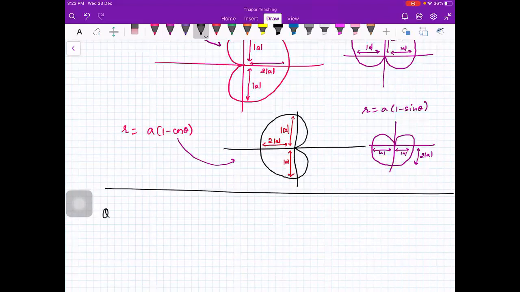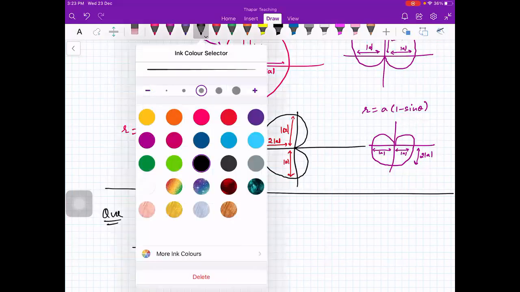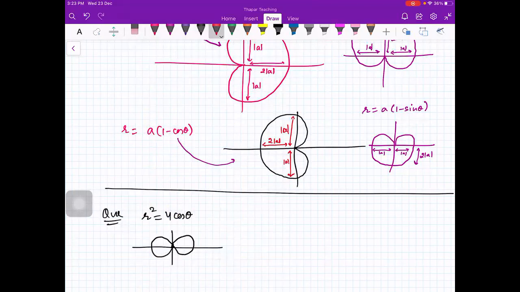So let me tell you the next one. R square is equal to 4 cos theta. If you try to plot this thing, this is what you will get. Everybody try to plot it, okay? So this is called a lemniscate. This is your homework. Or in the next class, I will explain. This is called a lemniscate.